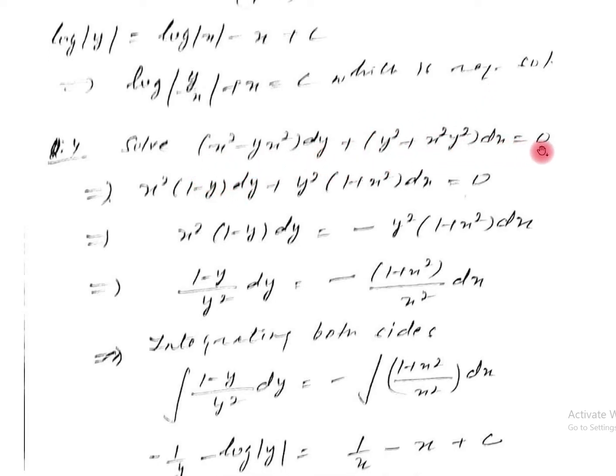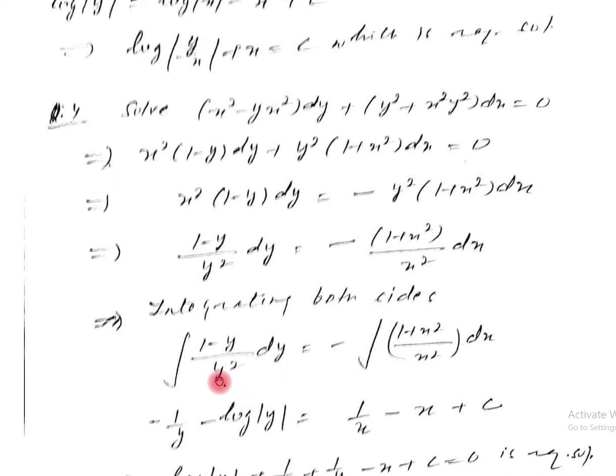Again we have to solve this differential equation. Again we should try to separate the variables. The variables can be separated like this. Now the variables are separated. Then integrating both sides, it can be written like this: 1 minus y upon y square dy equal to minus 1 plus x square upon x square dx.